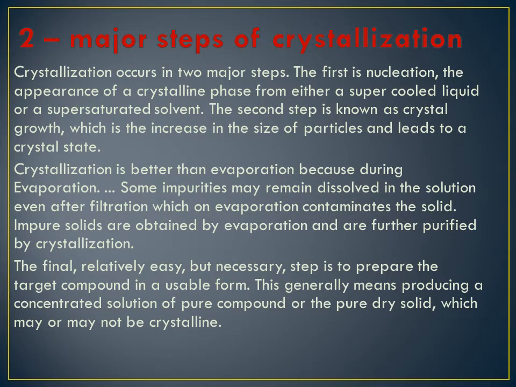crystallization. There are two major steps of crystallization. Let's see what they are. Crystallization occurs in two major steps. First is nucleation, the appearance of a crystalline phase from either a supercooled liquid, the liquid which is cooled, or a supersaturated solvent. Solute is the salt or sugar, for example.